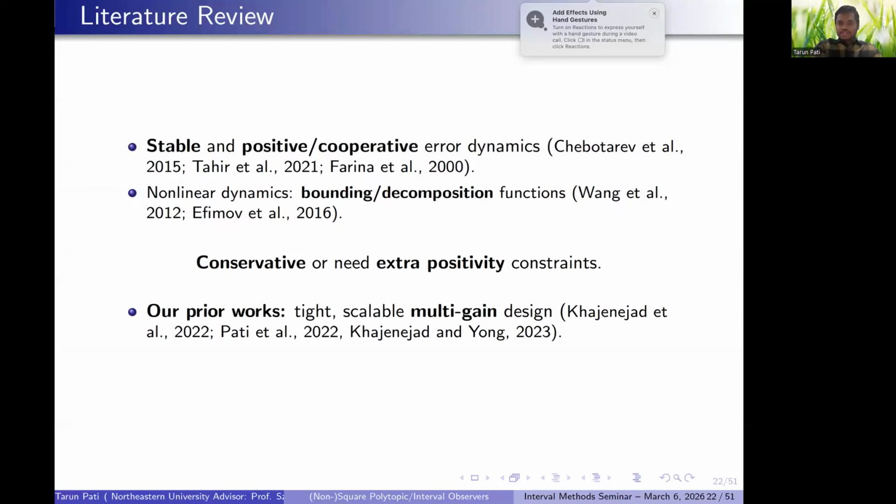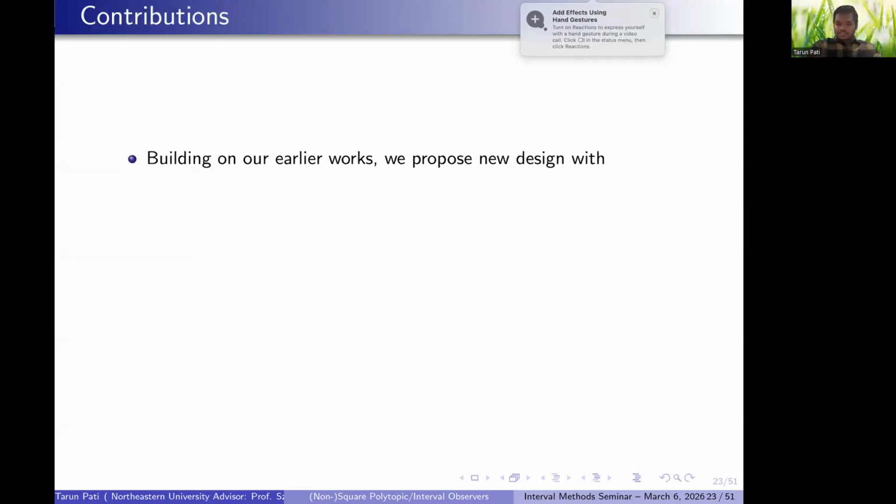So there is no additional requirement of positivity or cooperative constraints. But this comes with the cost that our optimization will have mixed integer terms, which is not an easier problem to solve. So what we want to do with this work is try to eliminate those mixed integer terms from our optimization so that we can have either a simple linear program or a bilinear program.